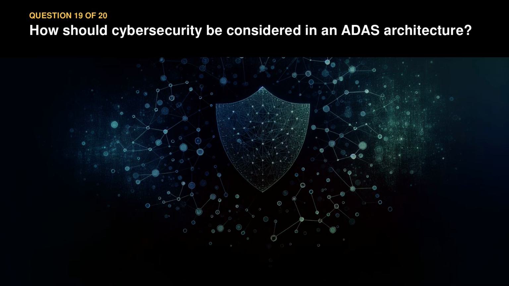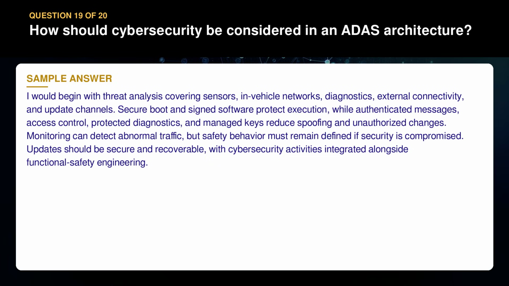Question 19. How should cybersecurity be considered in an ADAS architecture? I would begin with threat analysis covering sensors, in-vehicle networks, diagnostics, external connectivity, and update channels. Secure boot and signed software protect execution, while authenticated messages, access control, protected diagnostics, and managed keys reduce spoofing and unauthorized changes. Monitoring can detect abnormal traffic, but safety behavior must remain defined if security is compromised.